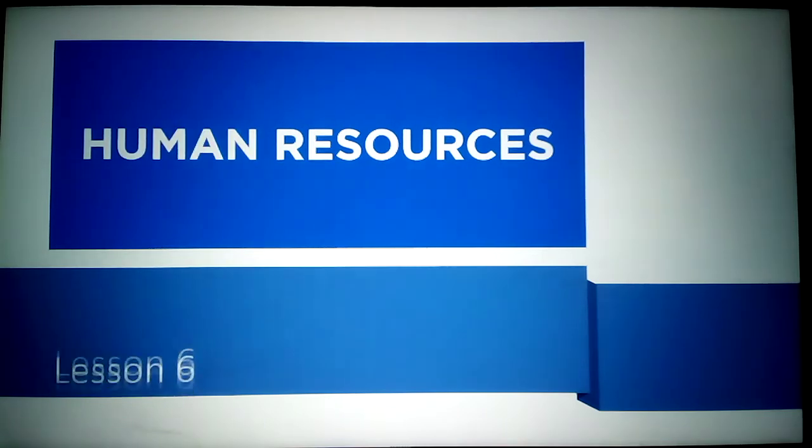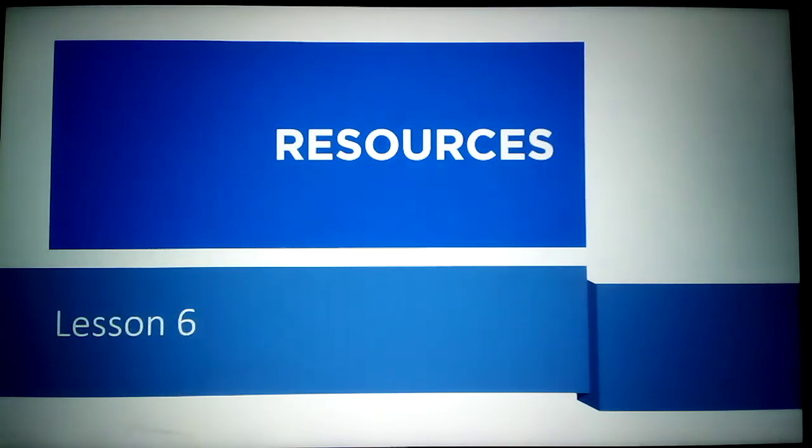Geo lesson 6, module 3. We are discussing module 3.